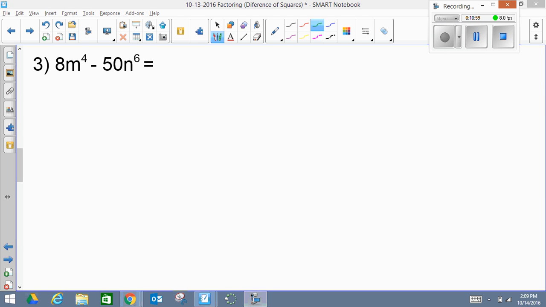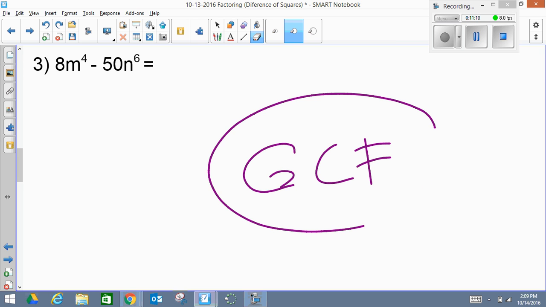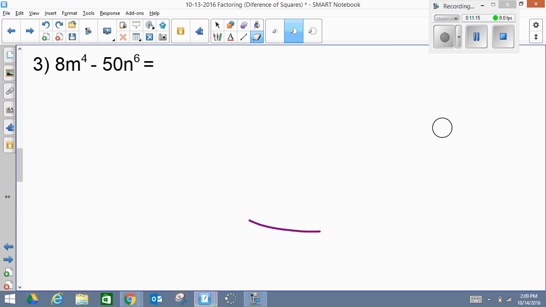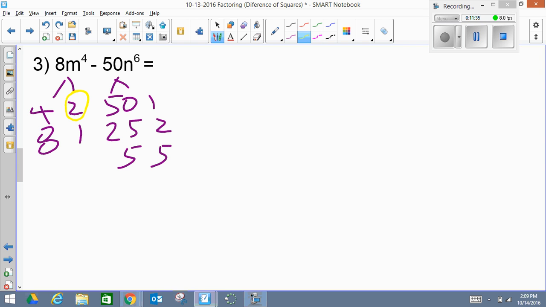Factor completely. First thing you do, you check to see if you have a greatest common factor. Always, because that will make your life easier. All right. Common factor between the numbers. 8 is 4 and 2. The 50 is 25 times 2. 5 times 5. Common factor. I see that the 2 is my greatest common factor.